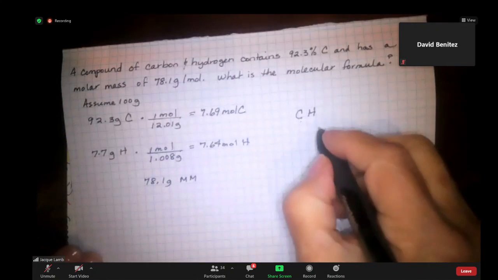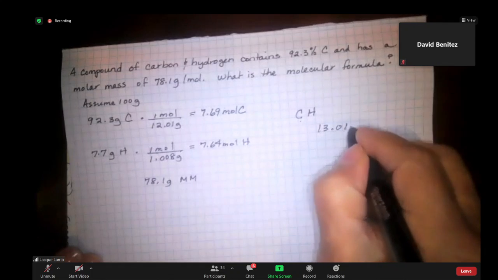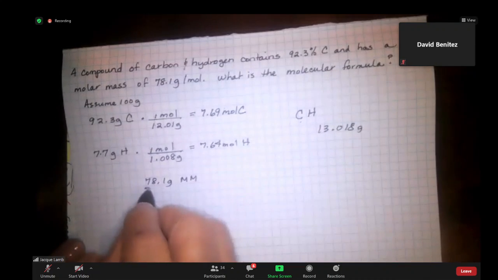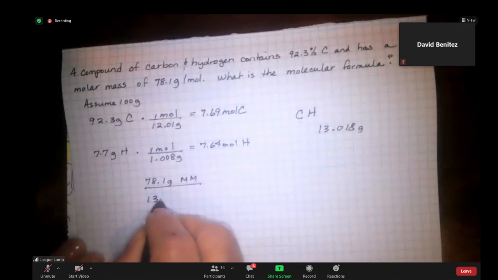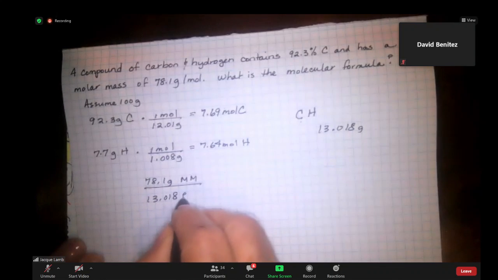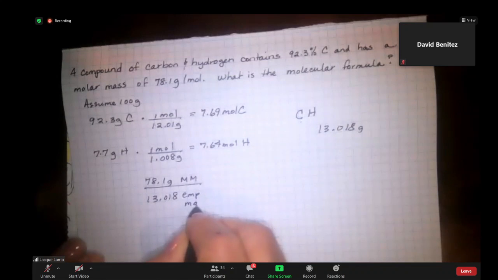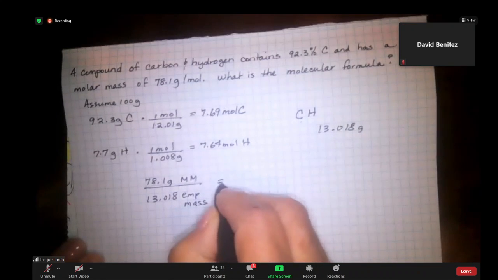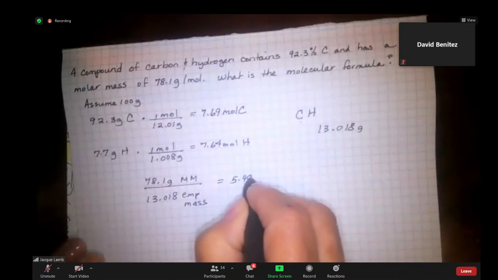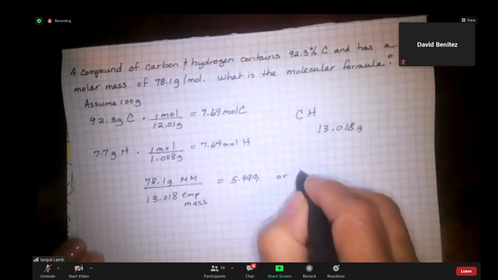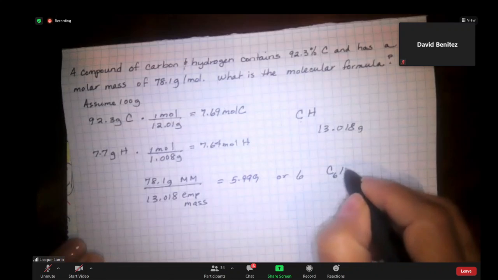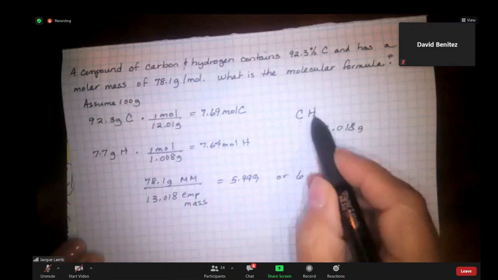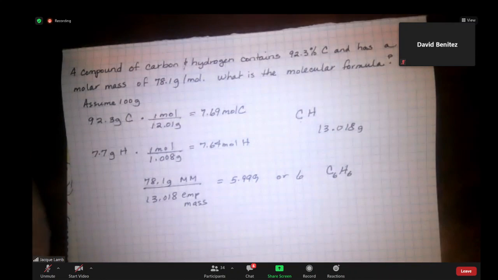So the empirical mass here is 13.018 grams. So we divide 78.1 by 13.018. This is the empirical mass. And that equals 5.999 or 6. So the molecular formula is C6H6. It's 6 times the empirical mass, or 6 times the empirical formula.